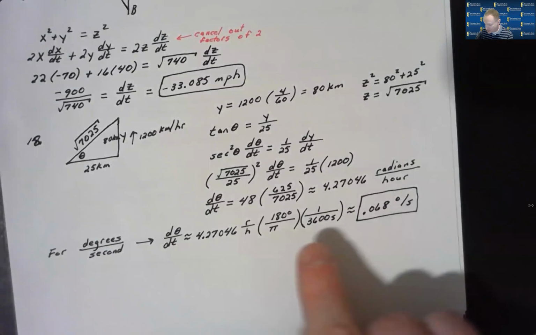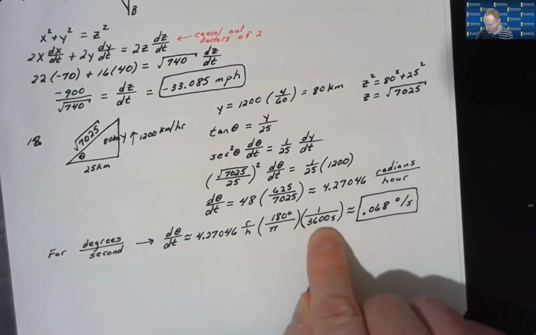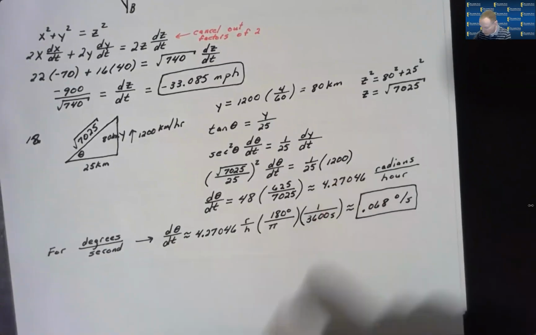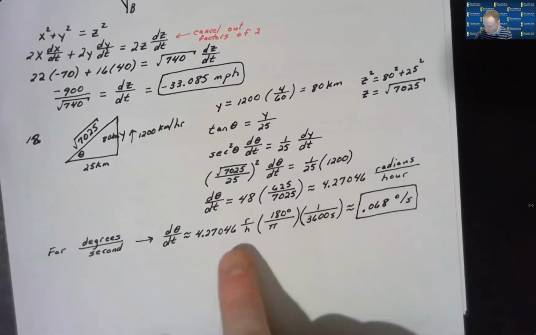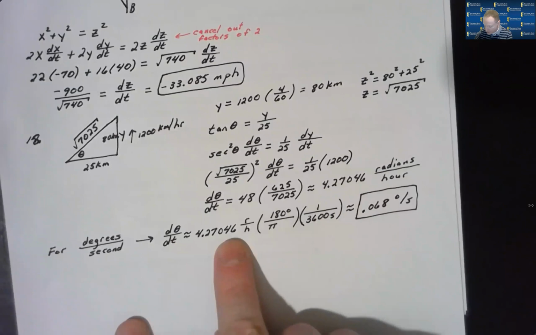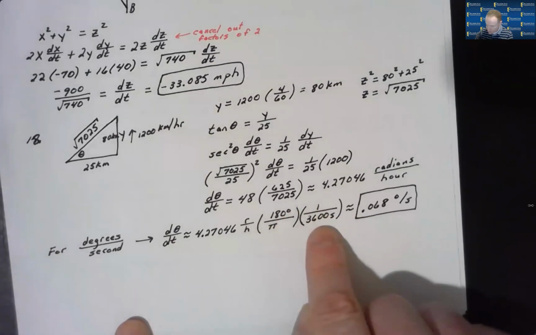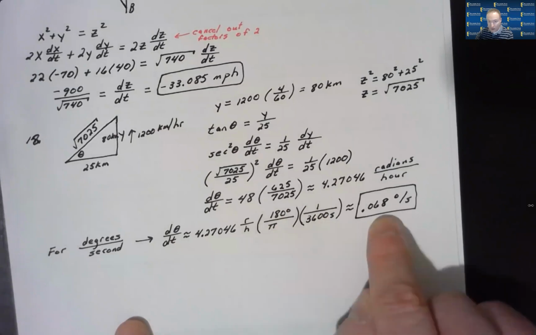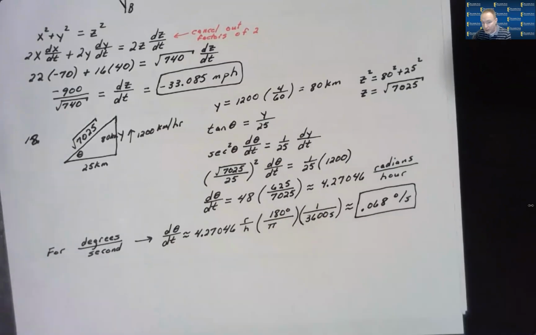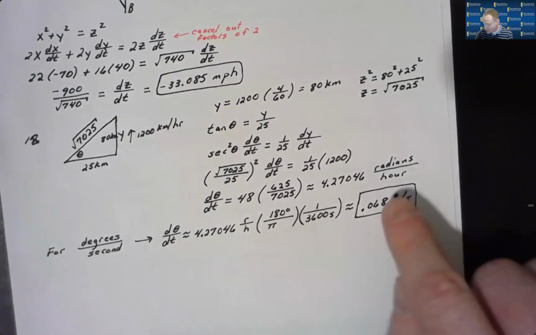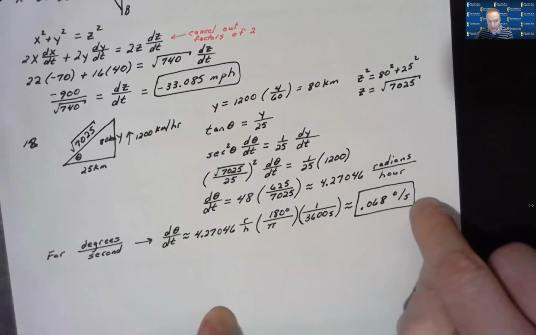60 times 60 is going to be 3,600. So I'll multiply by 1 over 3,600 to convert to seconds. So once you do this, the 4.27046 times 180 over pi times 1 over 3,600, you're going to get the final answer of 0.068 rounded. And that answer is going to be a nice answer in degrees per second.